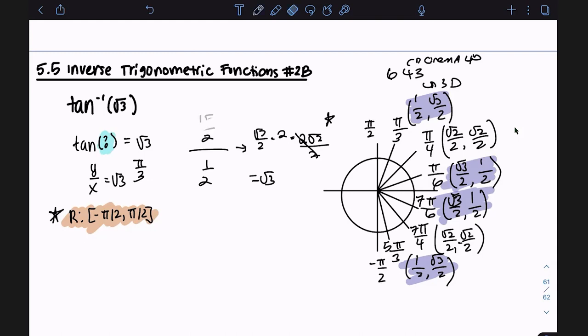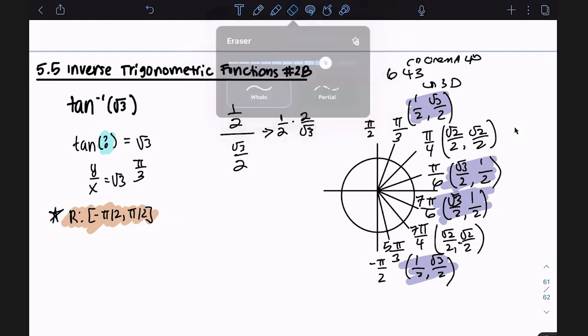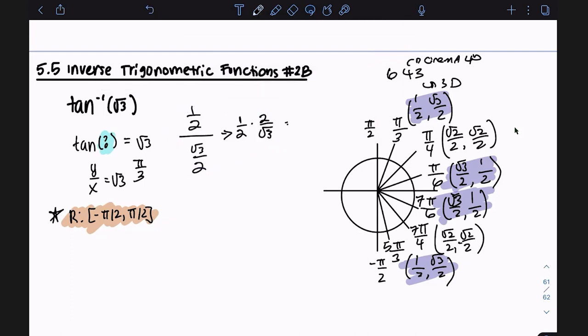Okay? Then let's try pi over 6. So pi over 6, we have 1/2 as our y, and then we have square root of 3 over 2 as our x. And so this is the same thing as saying 1/2 times 2 over square root of 3. So when we do the math, we have to rationalize this denominator real quick. So this just becomes 2 square root of 3 over 3. That's how we rationalize 2 over square root of 3. This becomes 3 squared, and then a square root and a square cancel out. So that's why it's 2 square root of 3 over 3.